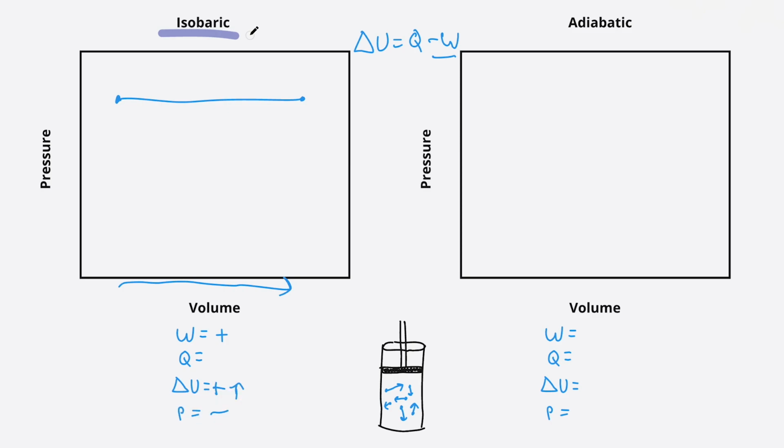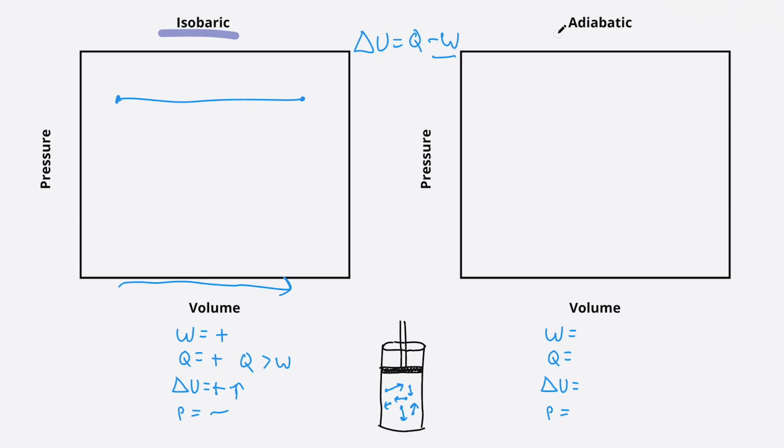And the only way delta U could go up if we lost energy through the work that was done by the gas is if Q was positive and if Q was more than W. So heat was added to the gas in order to keep up the same pressure as we increased the volume that the gas was occupying.